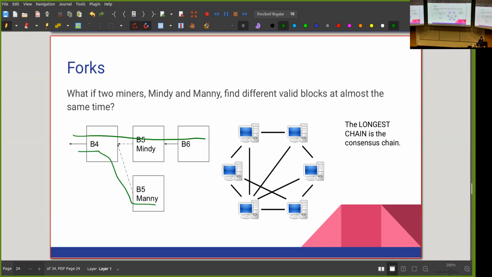So the longer chain wins, and then everyone in the network would just switch to the longer chain. Now, it might be that both chains grow at the same rate. Maybe they both get a new block at almost the same time again. But again, the probability of that is really low. And as you continue this process, you will eventually get to a point where there is one chain that is really longer than every other chain. And so we will eventually get to consensus.